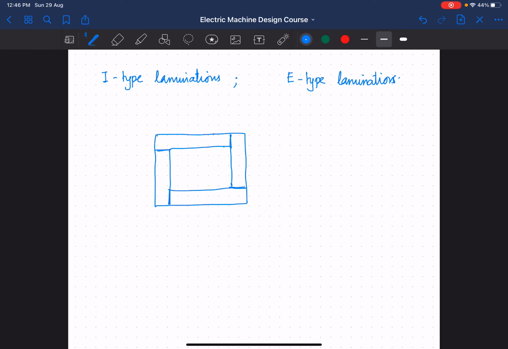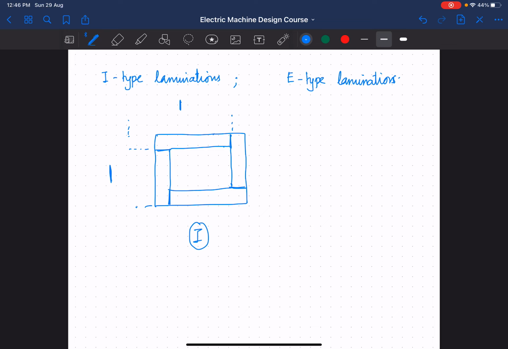Okay, so this is known as I. Why is it known as an I? Because if you see from this part to this part, it's like this bar. Then if you see from this part to this part, it's like another I, right? So these are all I-type laminations.